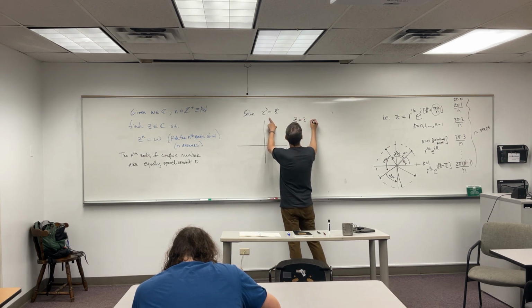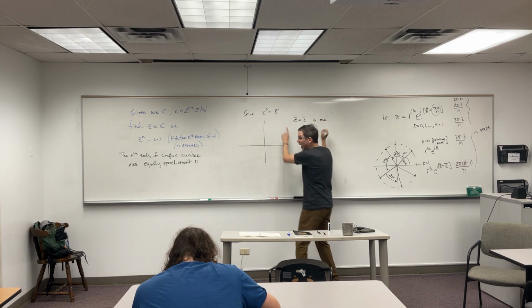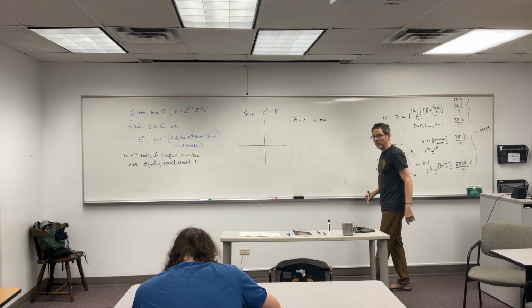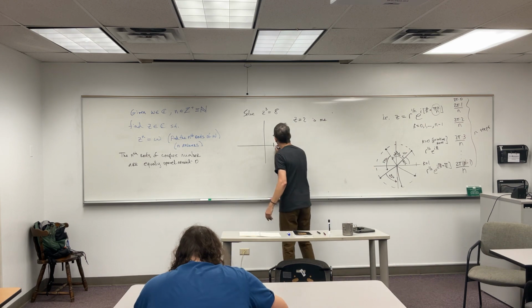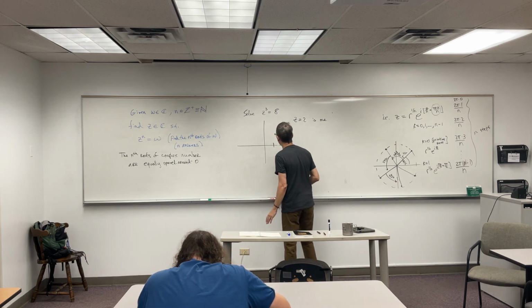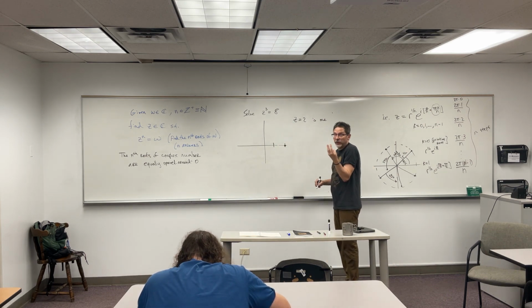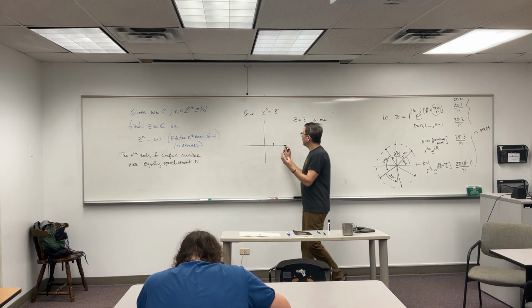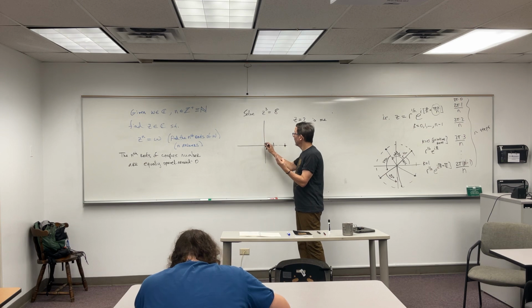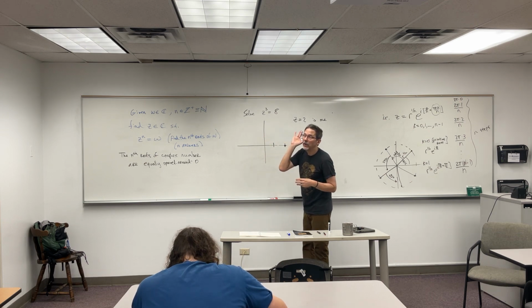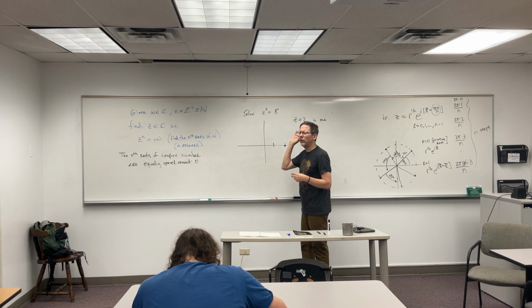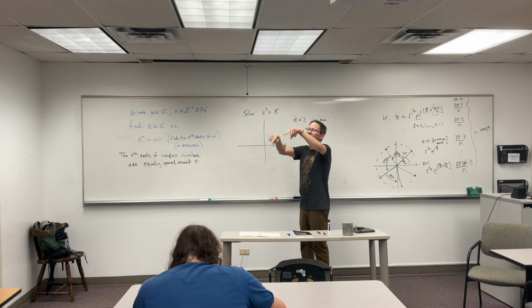So z equals 2 is one of them, right? That's an easy one. And that's right here. So we go out 1, 2. There's the first root. I have 3 roots, and they have to be equally spaced. What is the angle between the roots? 120, yes, thank you, in degrees.